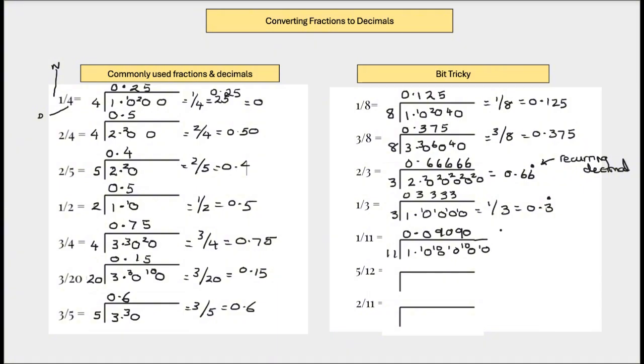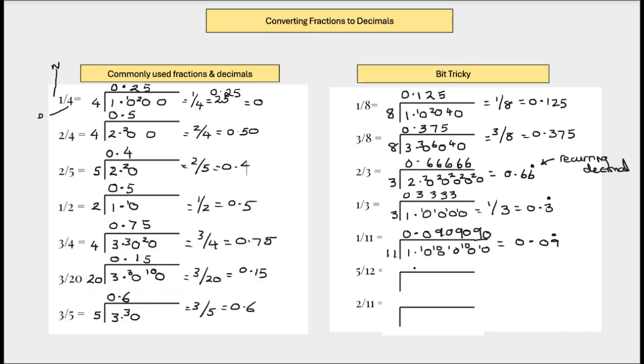And so on and so forth. It would just go on and on and on. So let's do this one to 2 decimal places. So we're going to go 0.09. Let's whack it there, our recurring decimal.